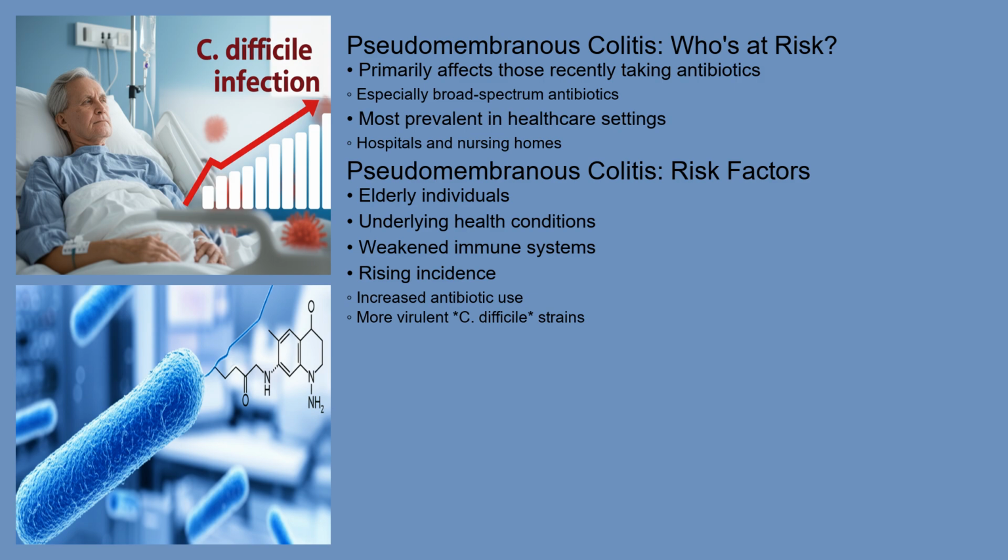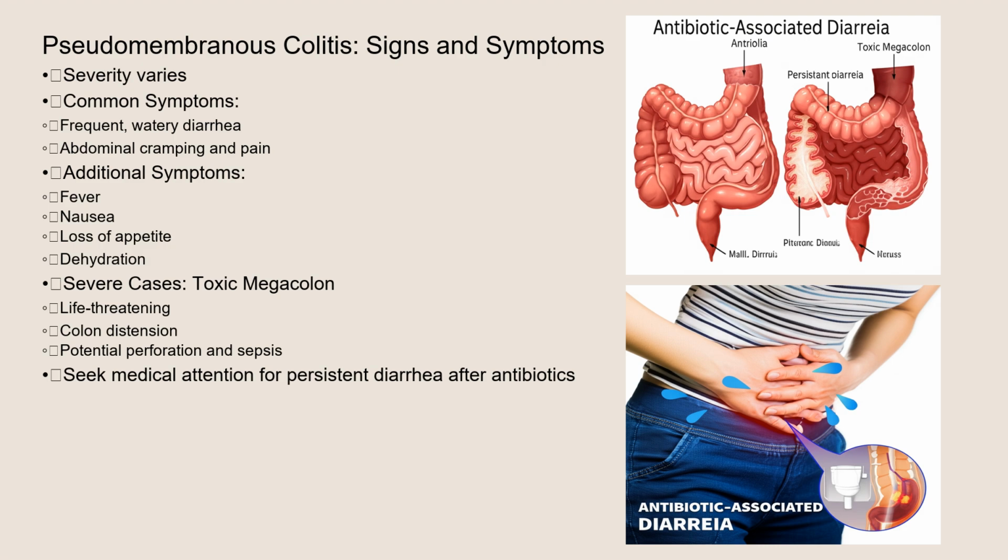Pseudomembranous colitis, while not incredibly common in the general population, primarily affects those who have recently taken antibiotics, especially broad-spectrum antibiotics. It's most prevalent in healthcare settings, such as hospitals and nursing homes, where antibiotic use is frequent and C. diff spores can spread easily. Elderly individuals and those with underlying health conditions or weakened immune systems are also at higher risk. The incidence has been on the rise in recent years, potentially due to increased antibiotic use and the emergence of more virulent strains of C. difficile.